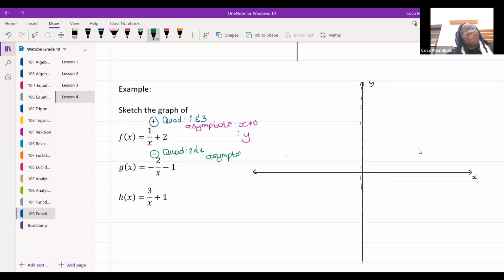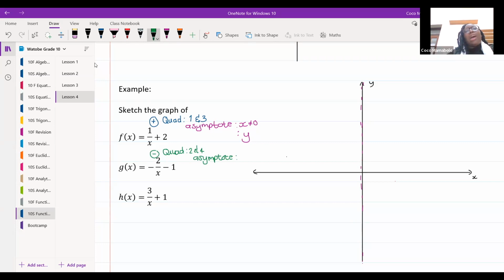Yes. It would be a negative graph, 1. Good. 2, it would be in quadrant 2 and 4. Beautiful. Okay, good. Okay, then what about our asymptote? That's okay, my sweetie. Okay, let's think about this.